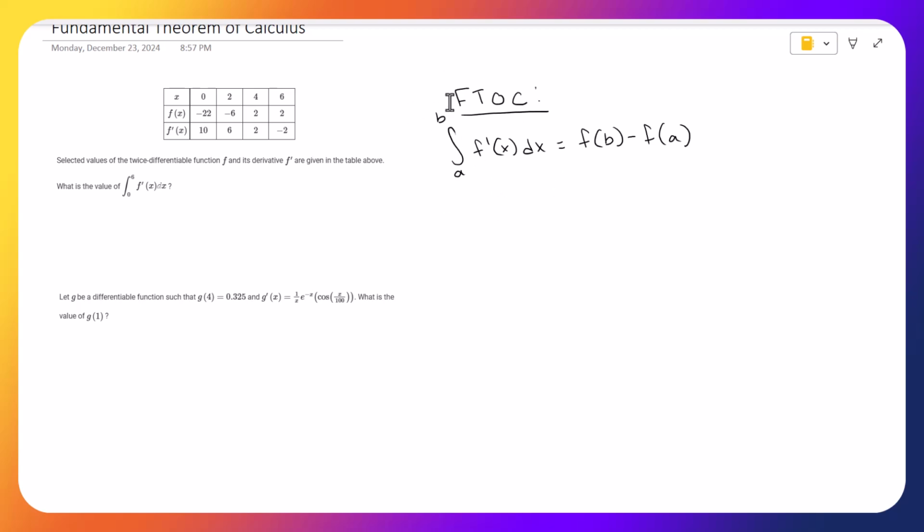But if we have some definite integral from a to b of f prime of x dx, so if we have some derivative function, that is going to be equal to our original function, f of b, minus f of a. Our original function value at our upper bound minus our function at our lower bound.